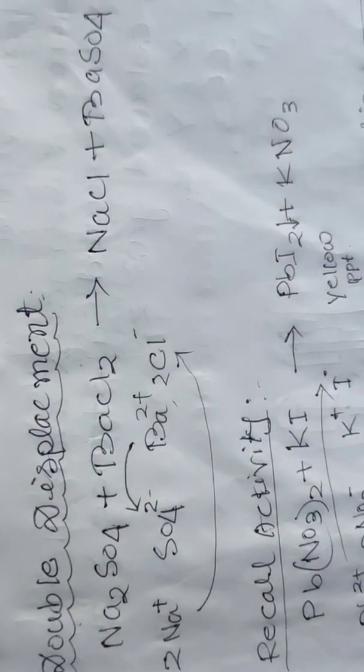So let me tell you what substances will be soluble and what substances will be insoluble in water. Okay, so let's see. All alkali metal compounds are soluble. So alkali metals means, you will see in the periodic table, the first group metals are called alkali metals.